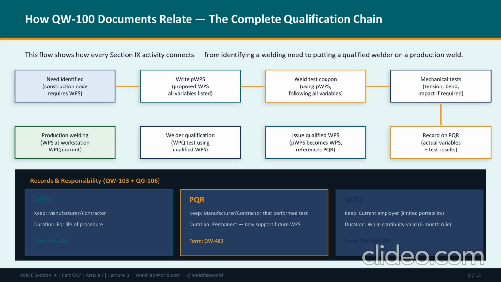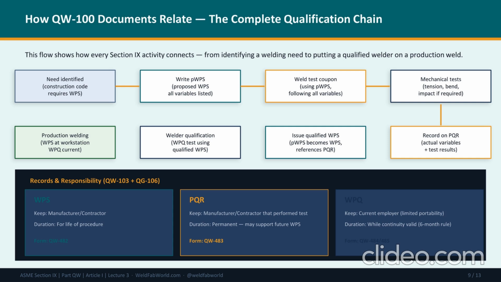Step 2. Write the proposed WPS, PWPS. The manufacturer writes a proposed WPS. The lowercase p stands for proposed. Every variable is listed. Process, base metal P number, filler metal F number, joint design, position, preheat, PWHT, electrical parameters, technique. At this point it is proposed, it has not been validated by test.